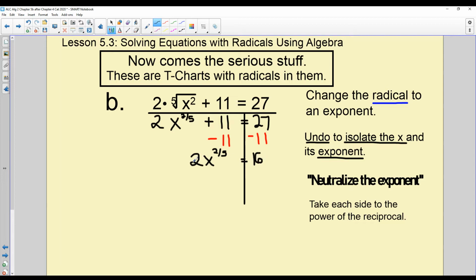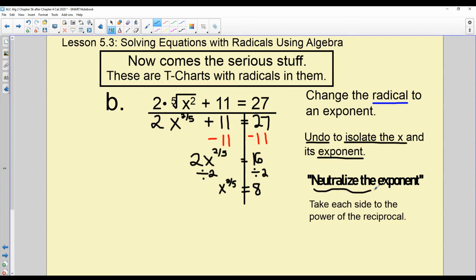Now, how do we undo that 2? When a number's up against a letter, that means multiplication. So how do we undo that 2? Correct answer is we divide by 2. So 16 divided by 2 is 8. What you're left with is x to the 2/5 power is 8. All right, so we have isolated the x and the exponent.